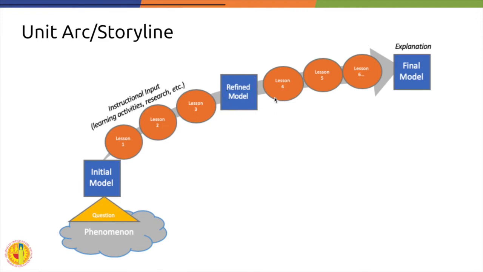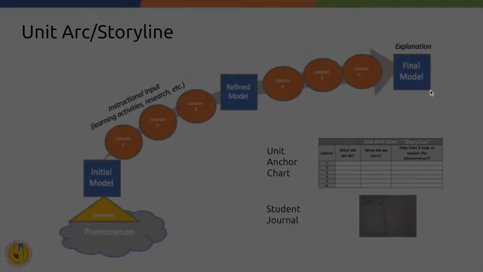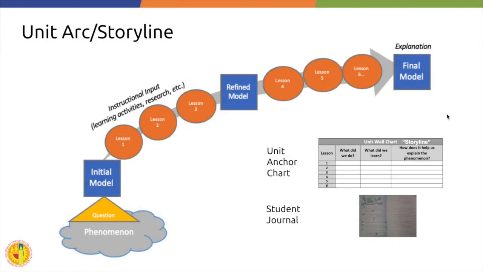Then the teacher moves on and provides more lessons based upon what the students still need in order to arrive at the full explanation, the full final model, which we saw an image of, a student example. This is facilitated by the use of the anchor chart that we saw an example of to keep track of the storyline on the wall, as well as student journals.